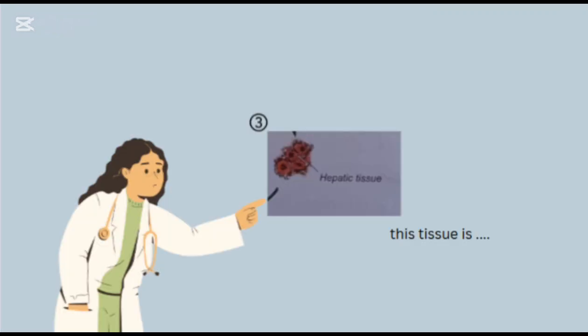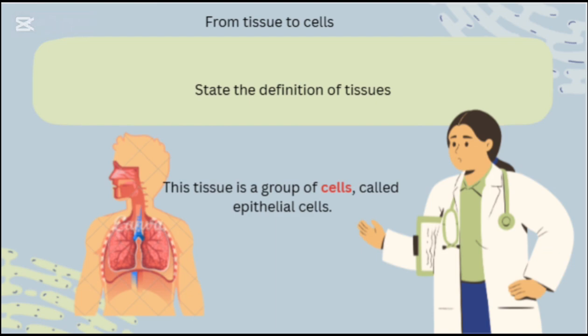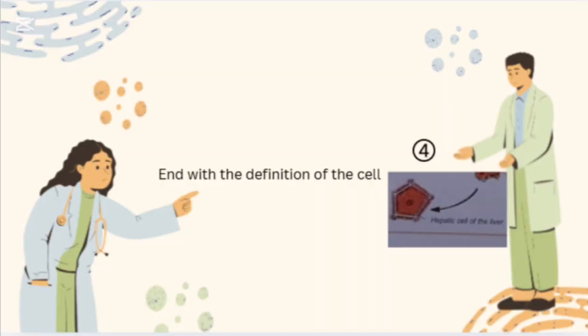We are almost at the end of our zoom. If you take a piece of tissue and look through a microscope, you find cells. This tissue is a group of cells. For the liver, these are hepatic cells. In this example, the sentence will be, the tissue is a group of cells called epithelial cells. So I define a tissue, then I give the example presented in the document. Finally, I end my text with the definition of the cell.